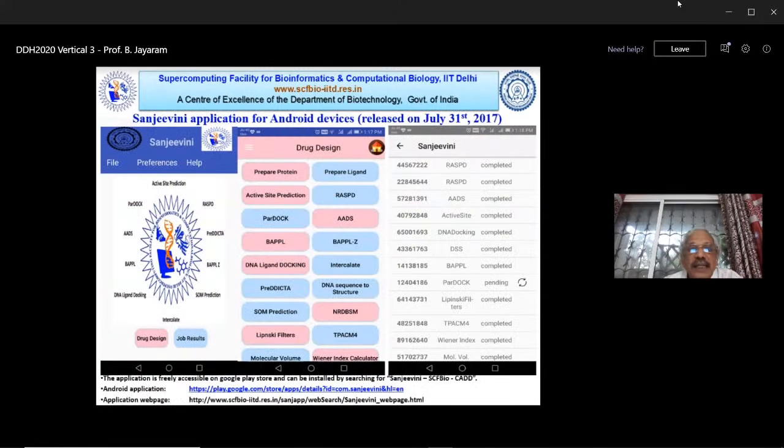Now, most of you may like this idea that you can do this drug design, computer-aided drug design, sitting in a metro, or traveling in a bus, and so on, using this mobile app. This is downloadable. It's created for Android, and unfortunately not ready for iPhone as yet, but hopefully someday we'll get one for iPhones as well.